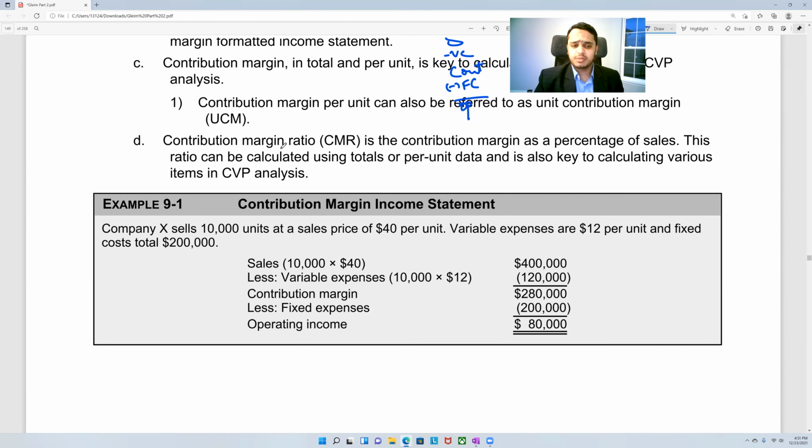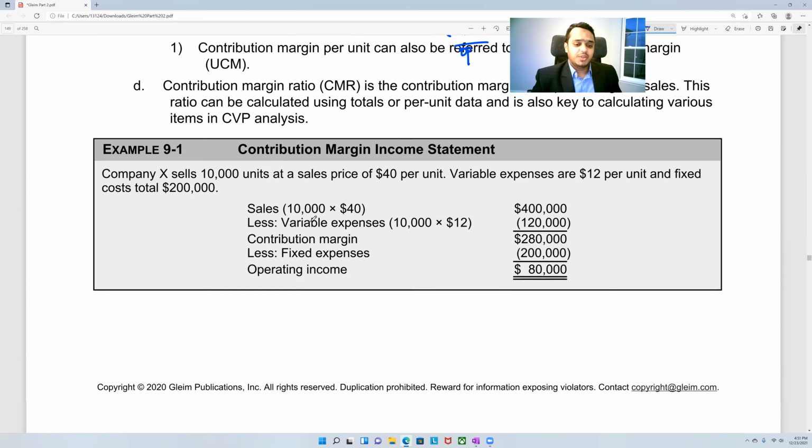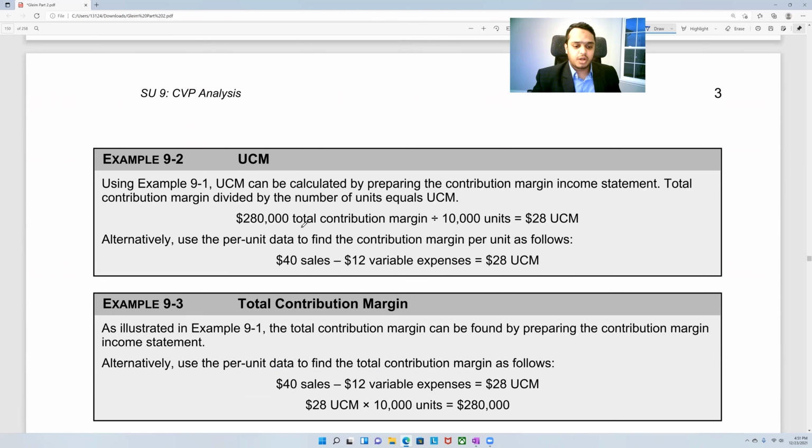Now, what is the contribution margin ratio? If you remember in the previous session, it is contribution divided by sales into 100. That's nothing but your contribution margin ratio: contribution as a percentage of sales, and this ratio can be calculated using the per unit data. Now, what is the unit contribution margin? As I just said, your unit contribution is nothing but sales minus variable cost, per unit.